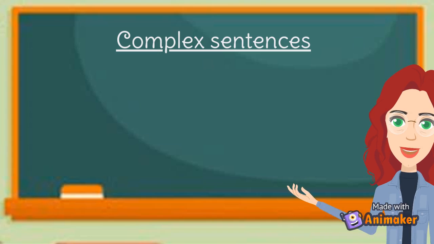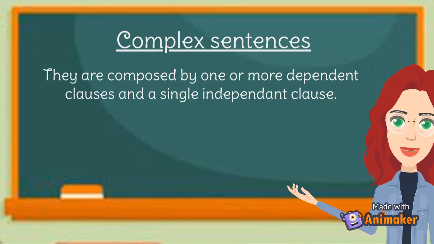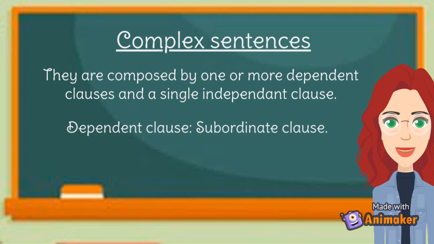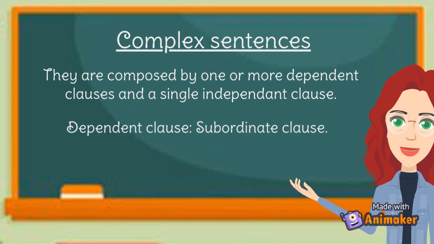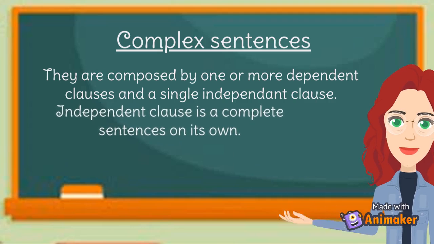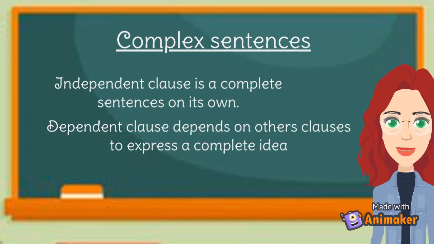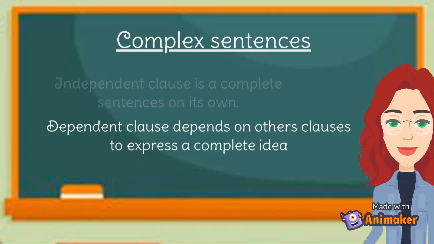A complex sentence is a sentence that is composed of one or more dependent clauses and a single independent clause. The dependent clause is also known as a subordinate clause. An independent clause is a complete sentence on its own, unlike a dependent clause that depends on other clauses to express a complete idea. A sentence is said to be complex if it contains two clauses.